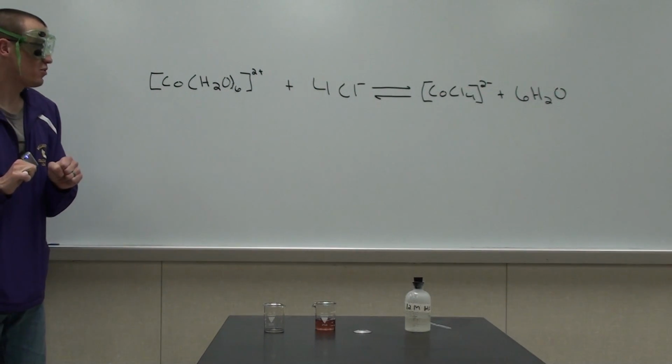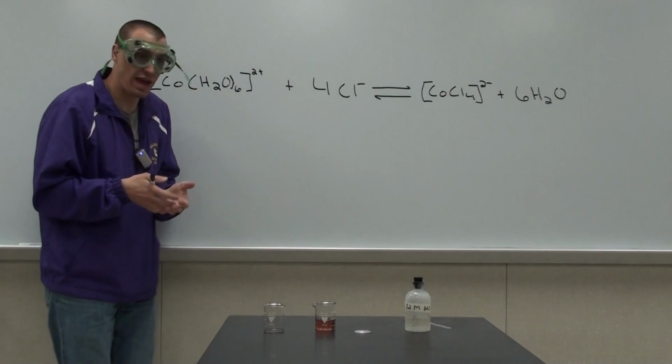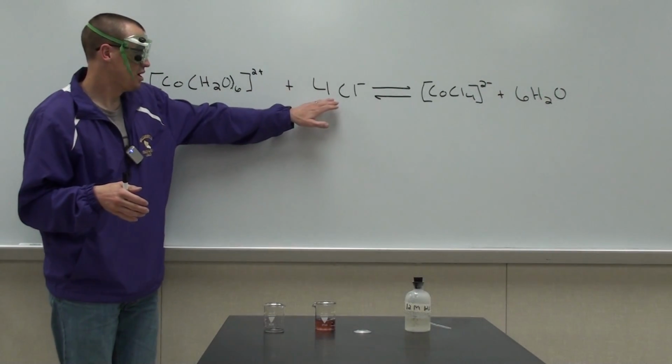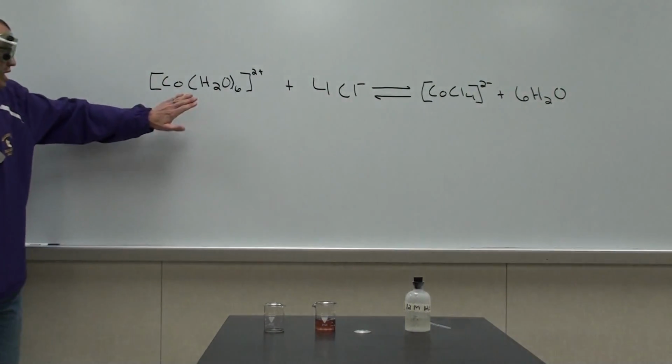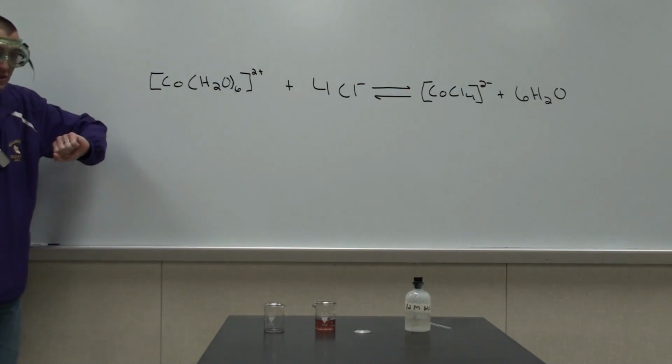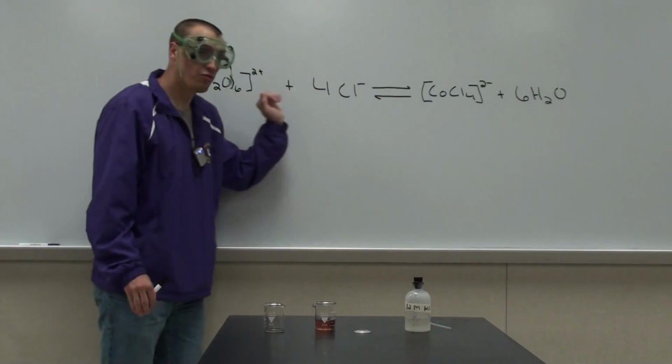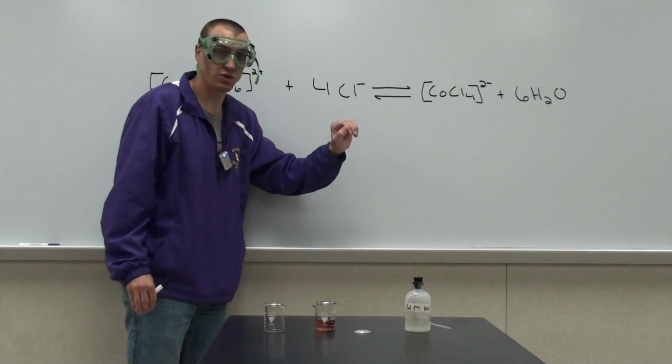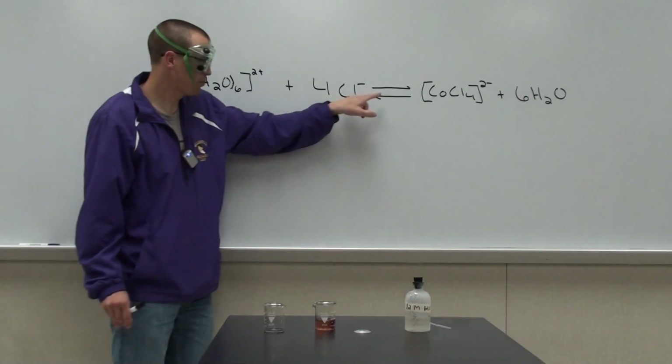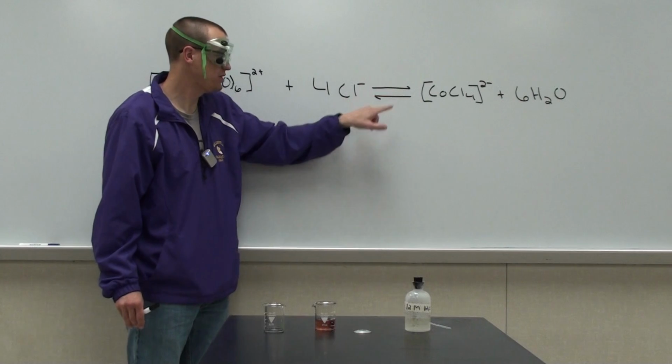In this equation, we're going to add that hydrochloric acid, and these chloride ions are going to react with this complex, and this forward reaction is going to proceed. Now I should stop right there and explain, well, what are these arrows?